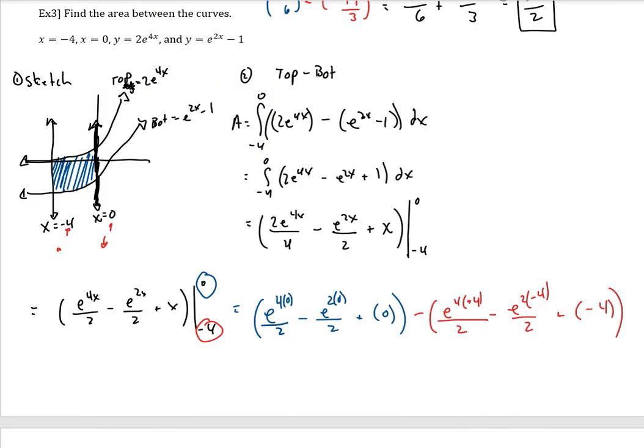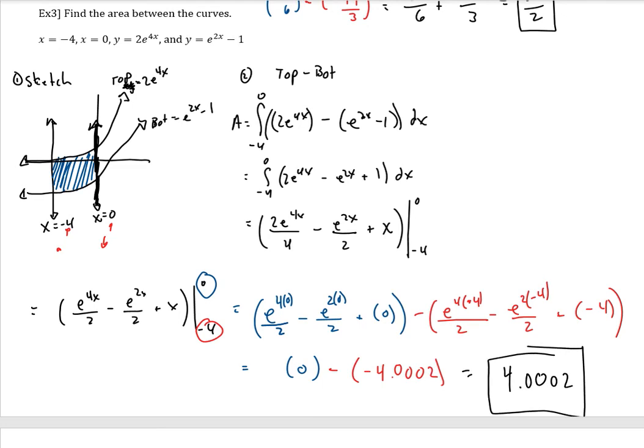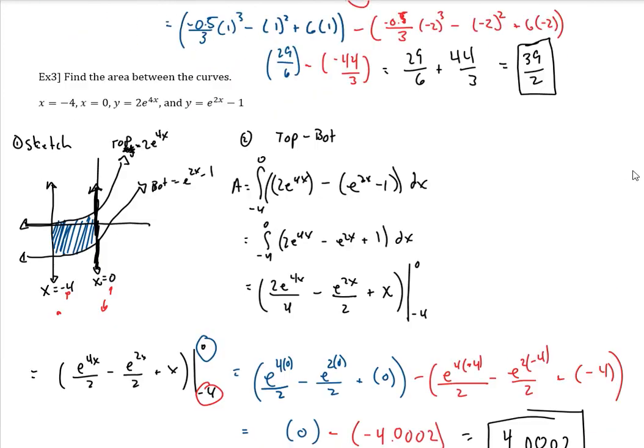So in the blue, just for color coding, this is still just 0. And then minus, everything in the red was negative 4.0002, to 4 decimals. And then 0 minus negative 4.0002 would be a positive 4.0002. There we go. Okay, and one thing I didn't mention in the last video, these answers should be positive.